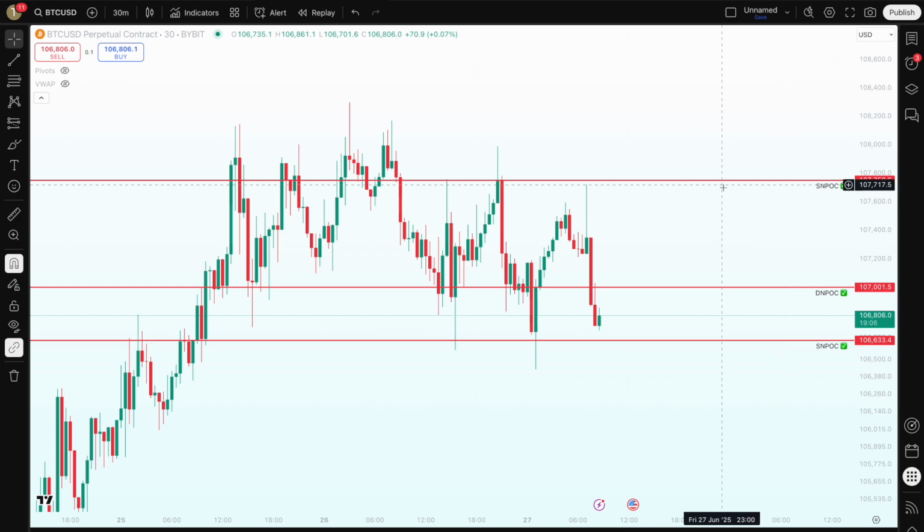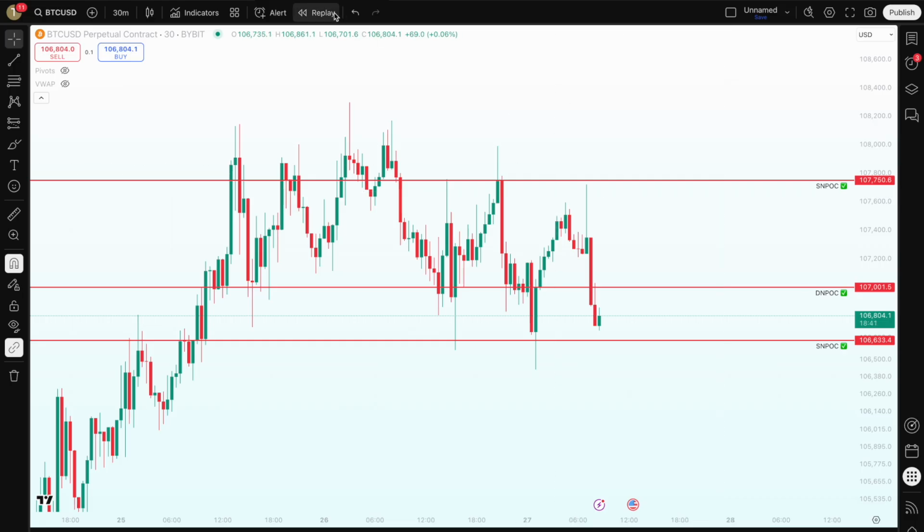Now, the three levels that you're seeing on the chart right now are all tapped levels that I gave my team a day in advance, right? So every single morning in the tag team, I tell my team what levels they should be looking out for on the chart. Now, these three levels were extremely crucial to me because they were session NPOC and daily NPOC levels. They basically mean that these areas have a lot of volume in them.